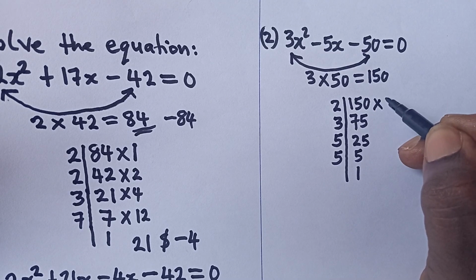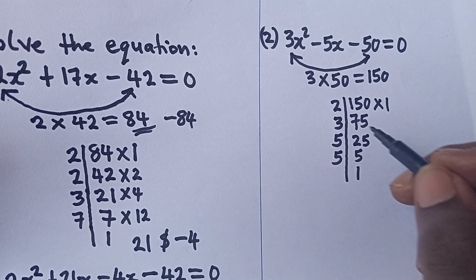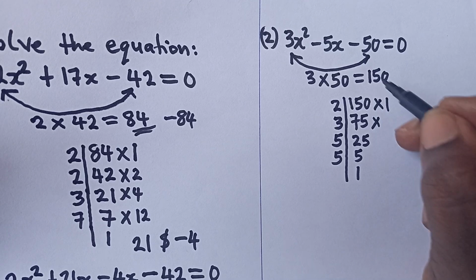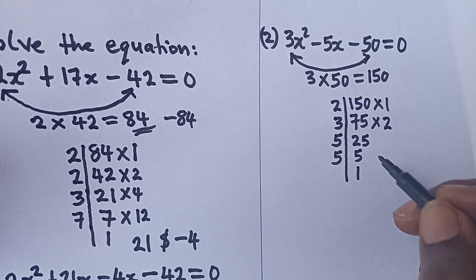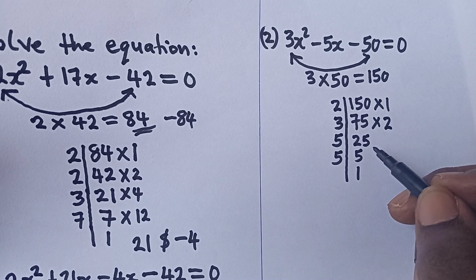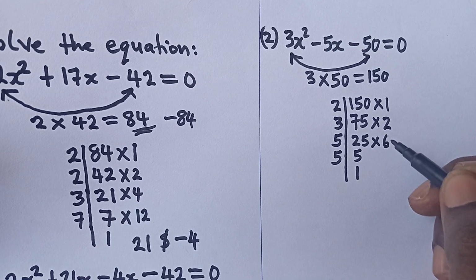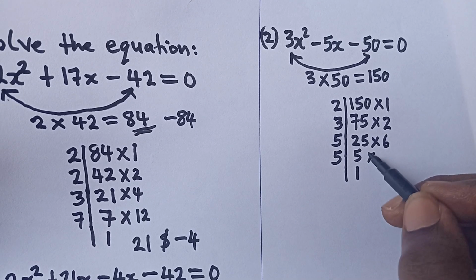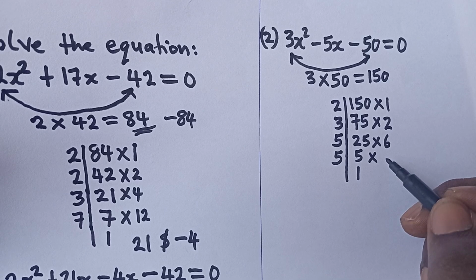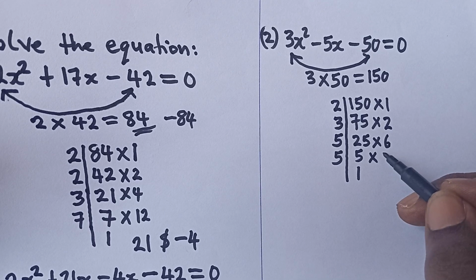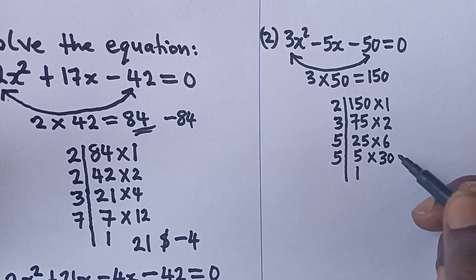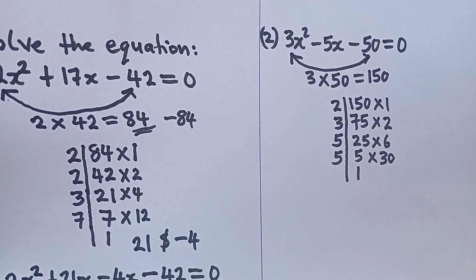So 150 times 1 will give us 150. 75 times what will give us 150? 75 times 2. 25 times what will give us 150? That is 25 times 6. And then 5 times what will give us 150? That is 5 times 30. We can leave this 1 here because it's still 1 and 150.